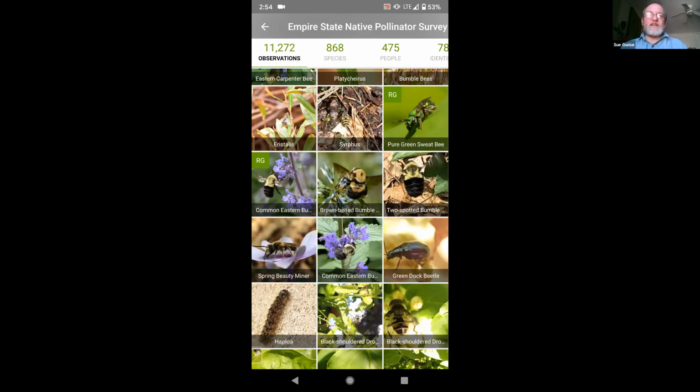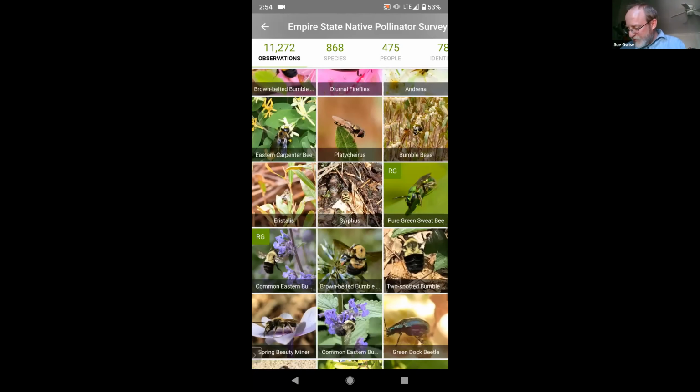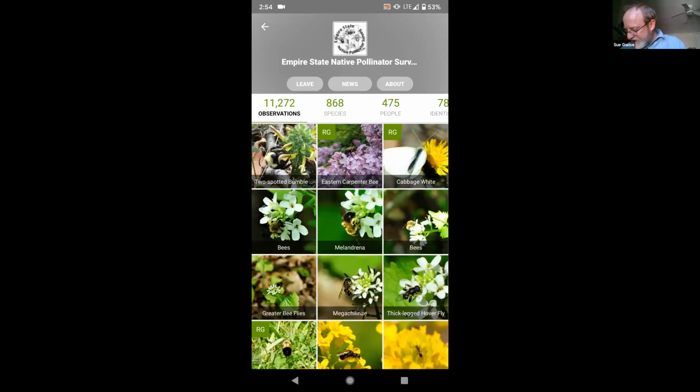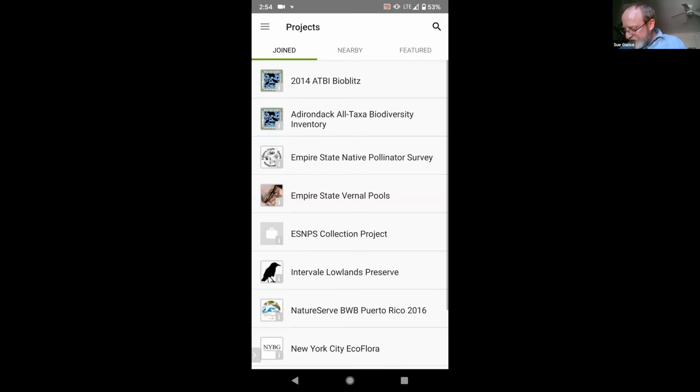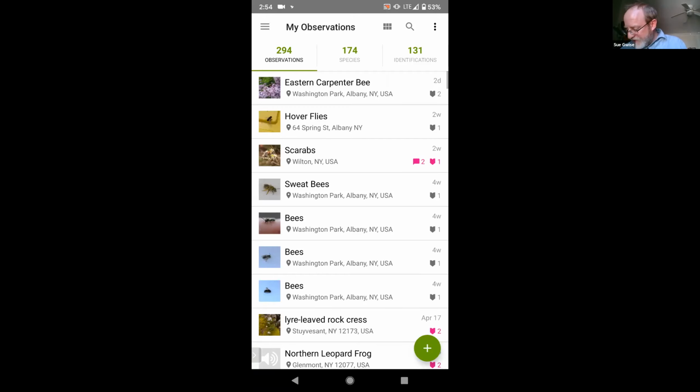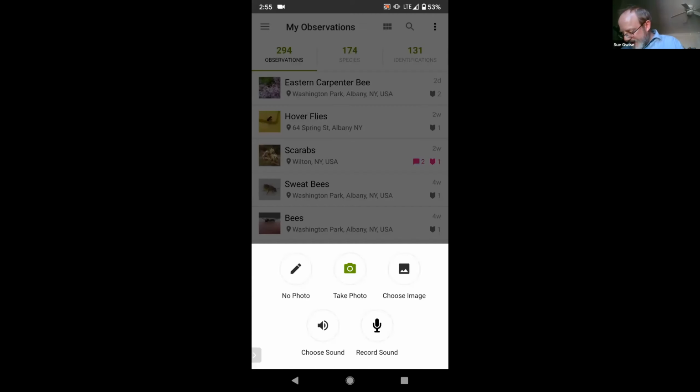If you are out there trying to document pollinators, I want to show you a couple of easy ways that you can contribute. I'm going to scroll all the way down again, go back to my observation page, and click on this little plus sign. So let's say I'm out in Washington Park, which is my local city park in Albany, and I took a few pictures and then I want to submit those to iNaturalist. And I often do this in the field as I go. But in this case, I'm going to choose an image that's already on my phone.